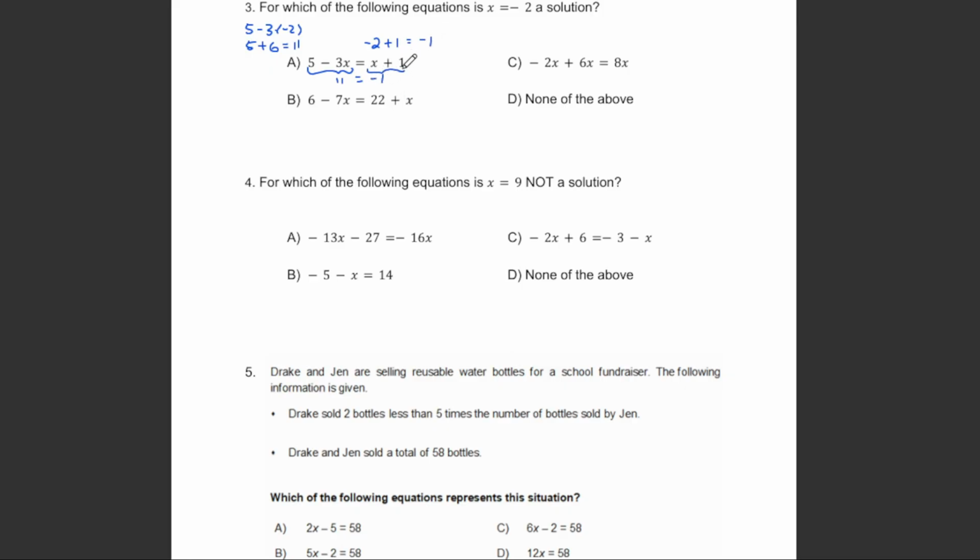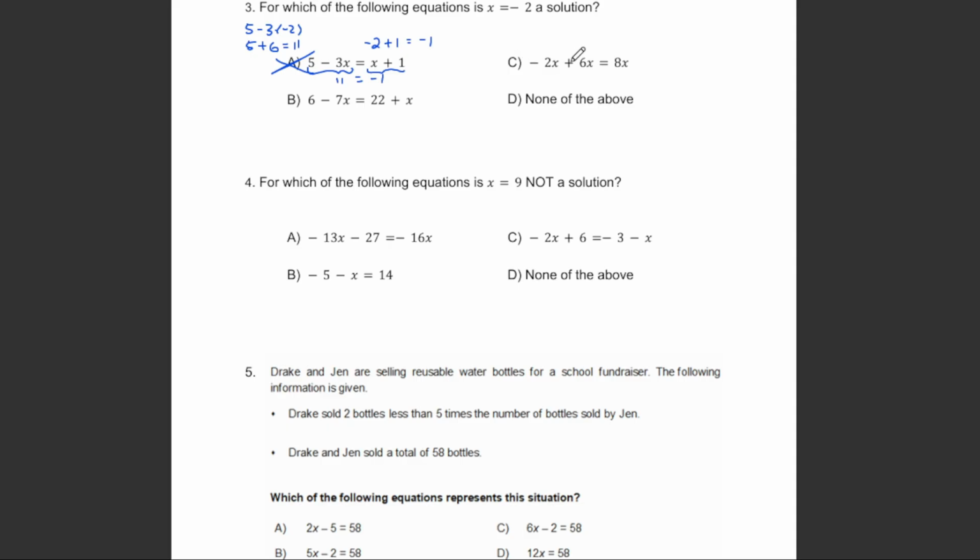Now let's think about this. 11 equals minus 1. Those are two very different numbers. Actually, they're not equal. 11 is not equal to minus 1, so this is not a true equation. So for A, x equals minus 2 is not a solution. It does not make the equation true.